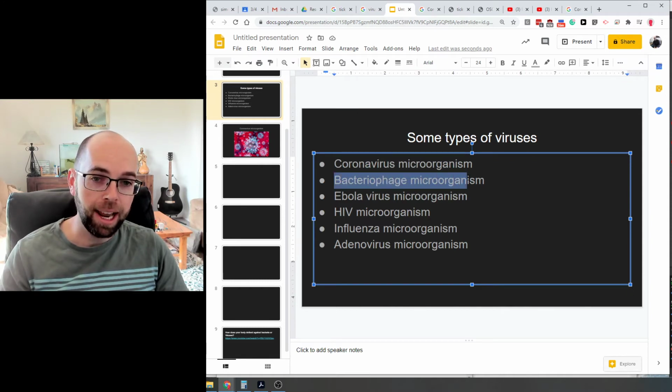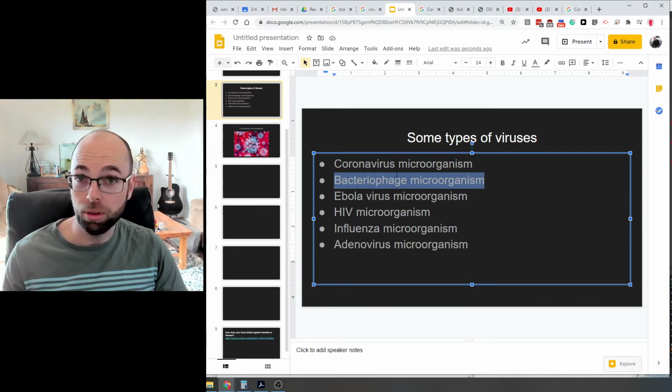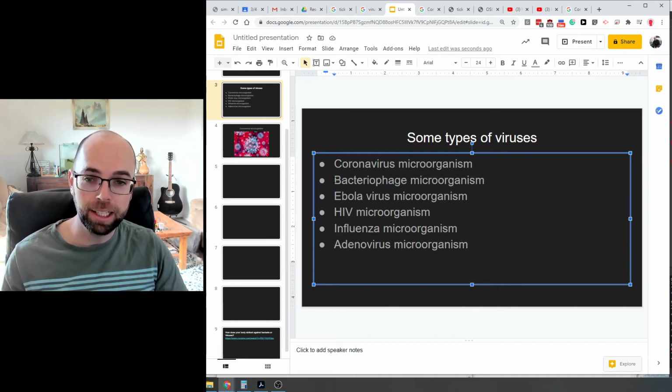Bacteriophages actually attack other bacteria. They don't directly attack humans. In fact, mostly they don't hurt us at all. Okay, because it can't really affect humans, but they actually are a very, very common microorganism.